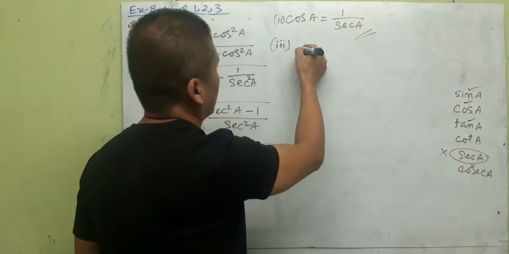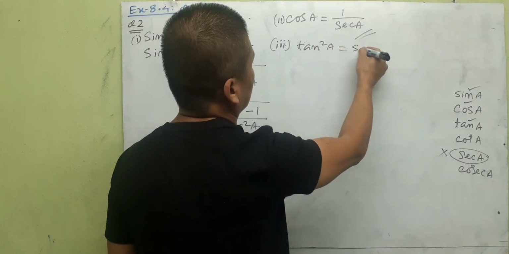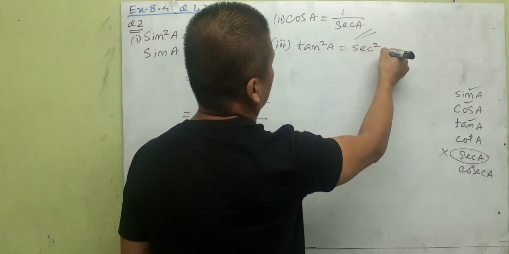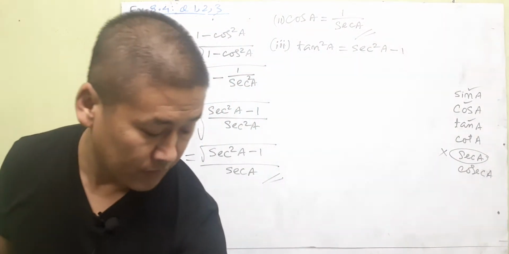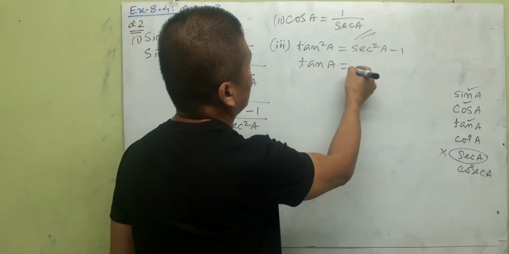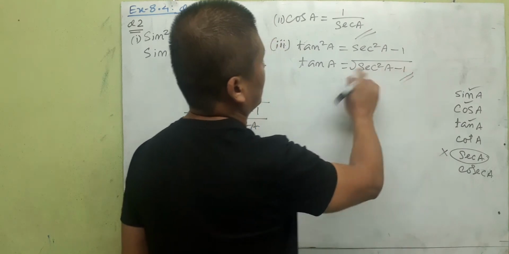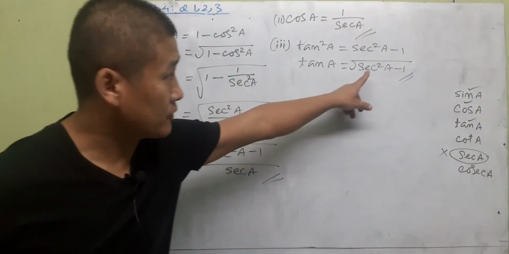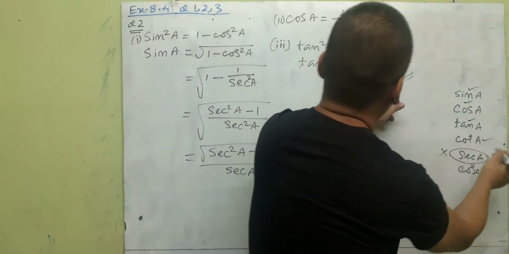So go to tan A. Now tan square A is equal to sec square A minus 1. We know this formula, right? So write that down. We have to find tan A, not tan square. So right here, tan A is equal to root over sec square A minus 1. We have expressed tan A in terms of sec again, in the form of root over sec square A minus 1.